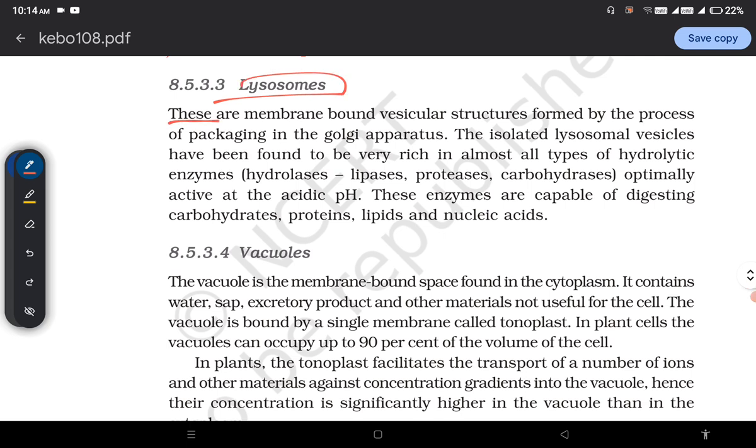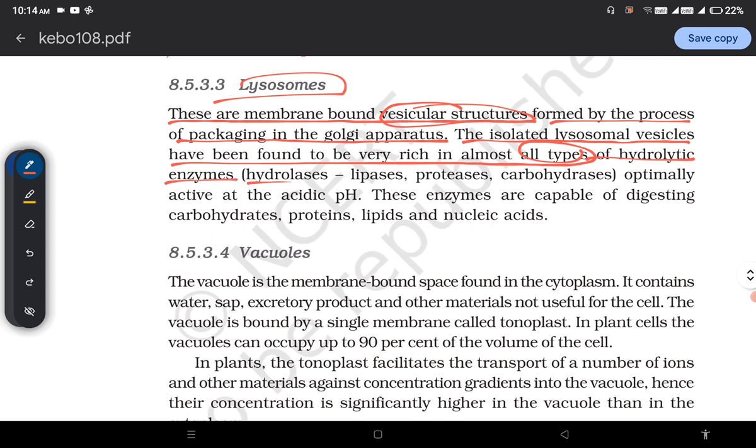Lysosomes. These are membrane bounded vesicular structures. कैसा structure है? Vesicular structure formed by the process of packaging in the Golgi apparatus. The isolated lysosomal vesicles have been found to be very rich in almost all types of hydrolytic enzymes: hydrolases, lipases, proteases, carbohydrases. Okay. Optimally active at acidic pH. हाँ, लाइसोजाइम जो एक्टिवली एक्टिवेट होता है एसिडिक पीएच में. These enzymes are capable of digestion of carbohydrates, proteins, lipids and nucleic acids. Nucleic acid भी. Oh वाह.